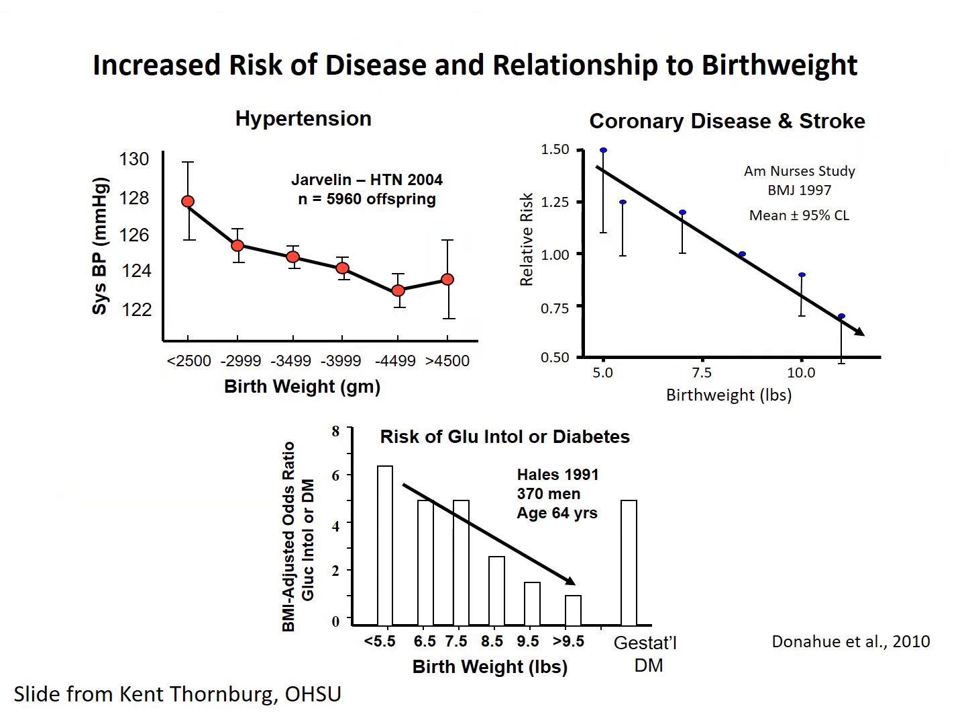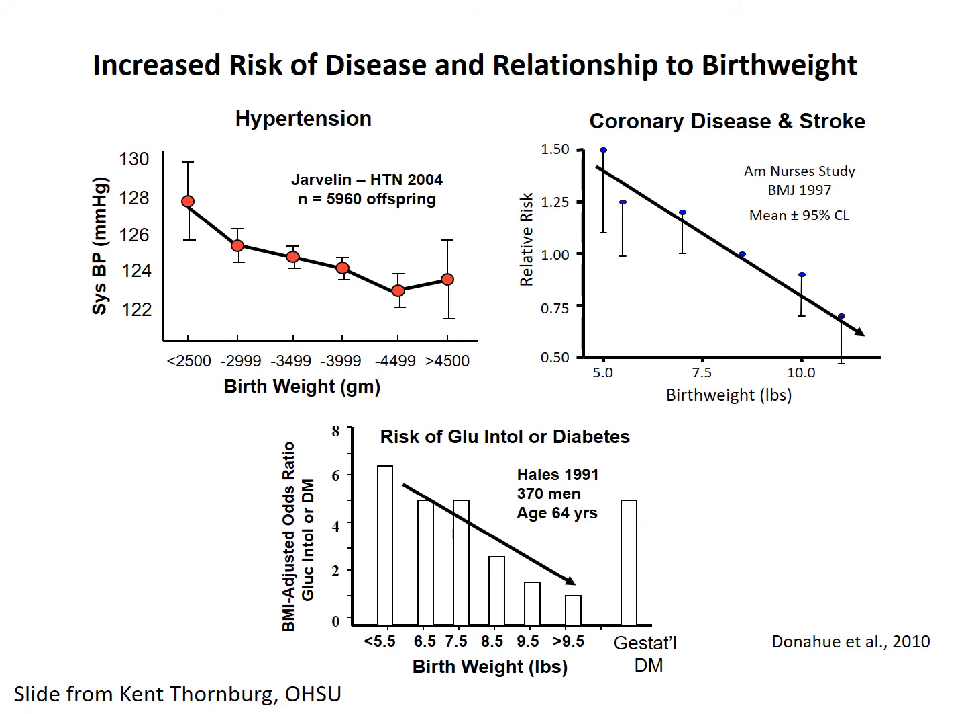So this slide is also from Kent Thornburg, and what he has been showing, and other scientists have been showing for a long time, is that there's this relationship to birth weight. And you're like, what? What are you talking about? How does that even work? So what you'll see here is that these lower birth weight babies tend to have increased risk of chronic disease later in life. The top left graph is showing you birth weight versus systolic blood pressure, so looking at hypertension, or HTN, the high blood pressure.